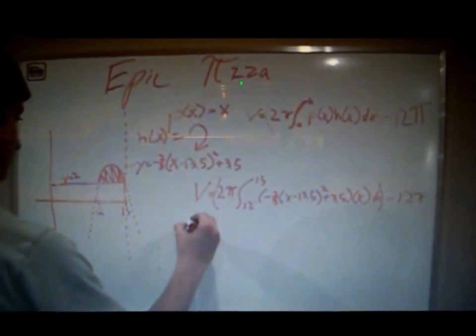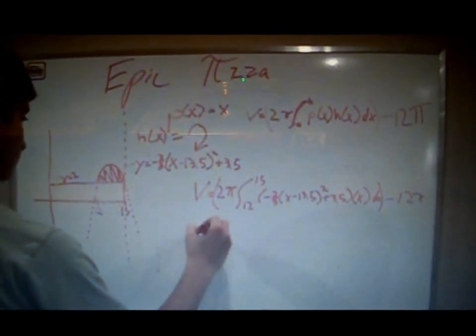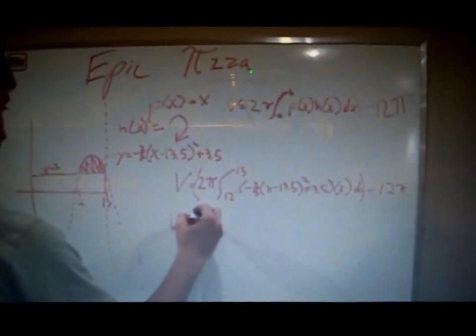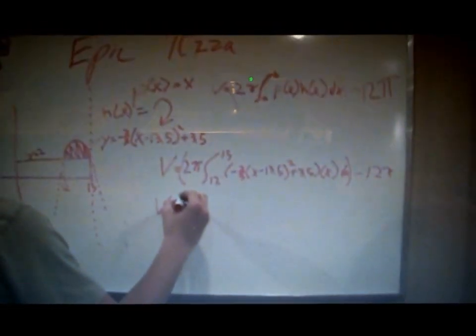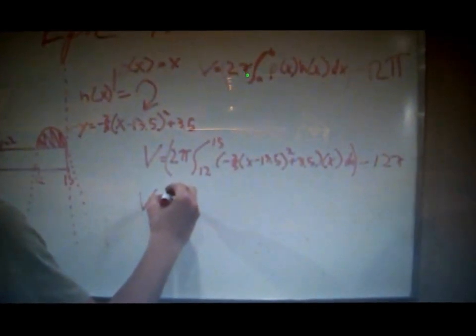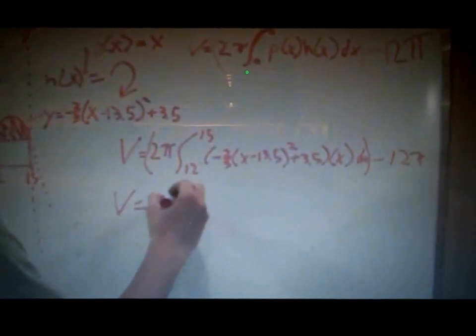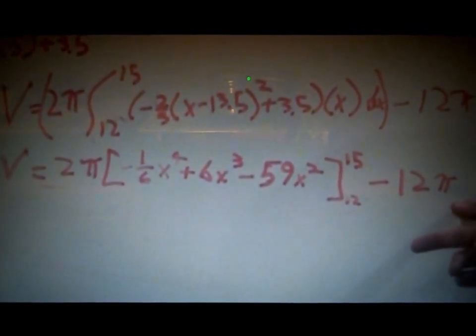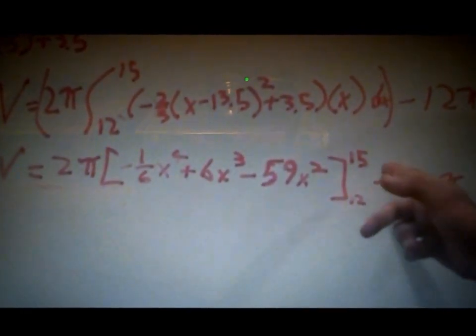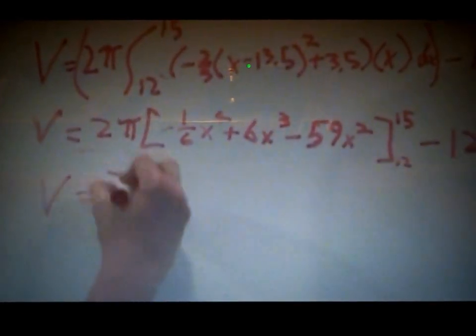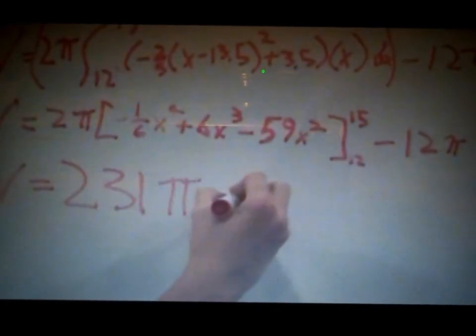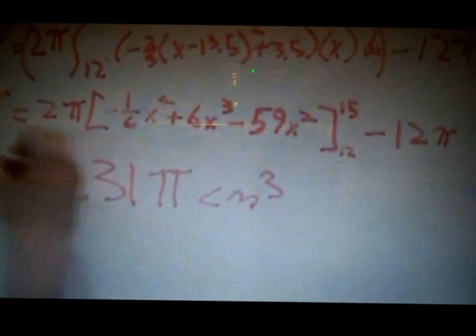anti-differentiated the equation and got 2 pi times negative 1/6 x to the 4th plus 6x cubed minus 59x squared. When we anti-differentiated, we got this equation. Once we plugged in the 15 and the 12, we got the answer as the volume equals 231 pi centimeters cubed. And that's the volume of the crust.